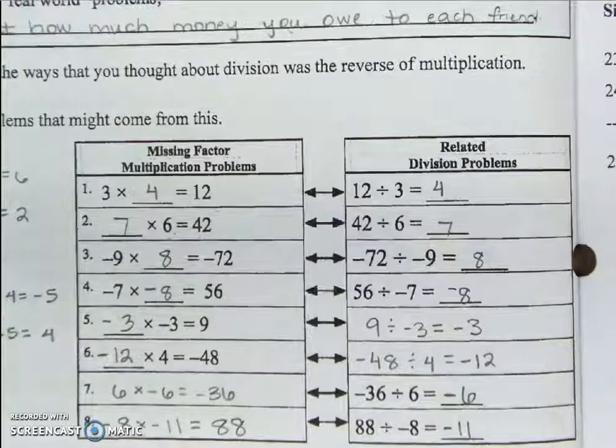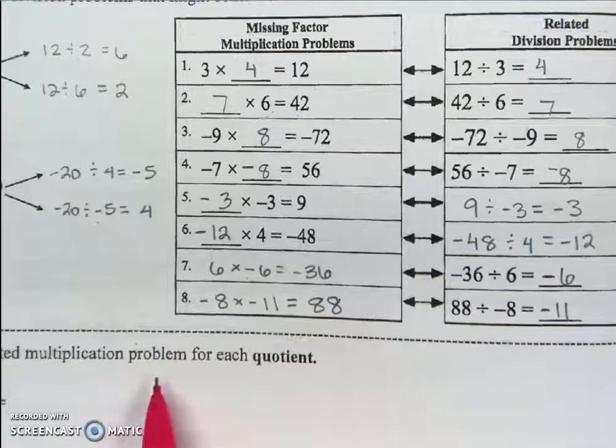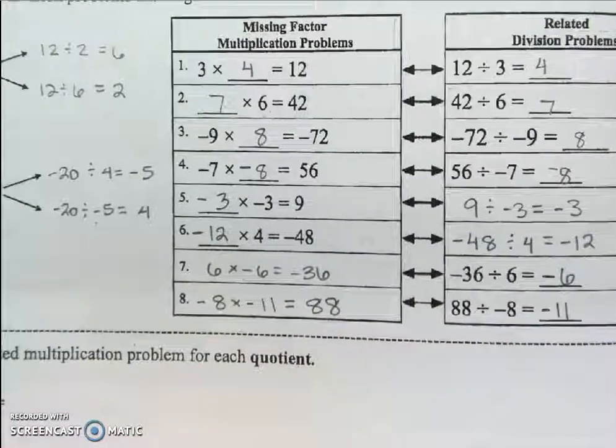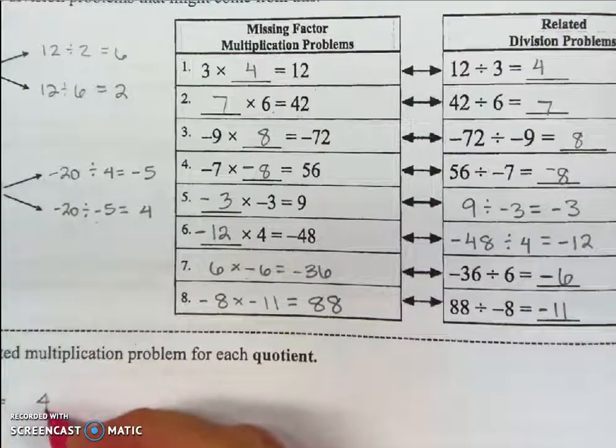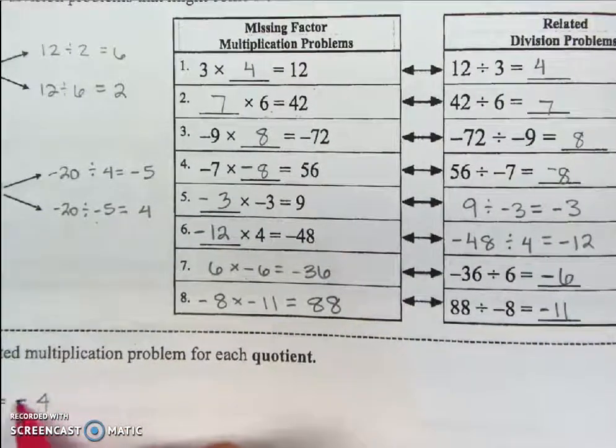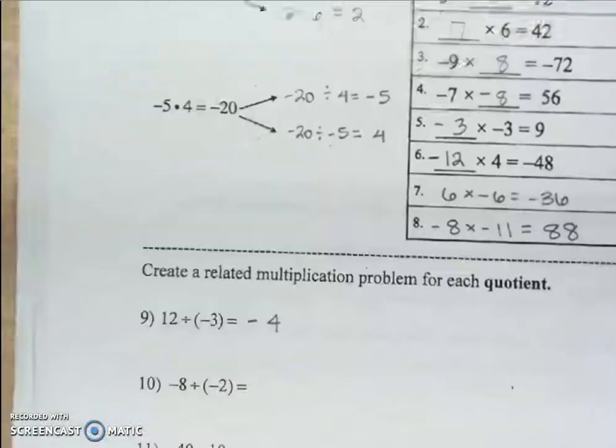So there's our related multiplication and division facts. Let's try that for these. Create a related multiplication problem for each quotient. So 12 divided by negative 3, we know 12 divided by 3 is 4, but the opposite of that is going to be negative 4. And so, there you go.